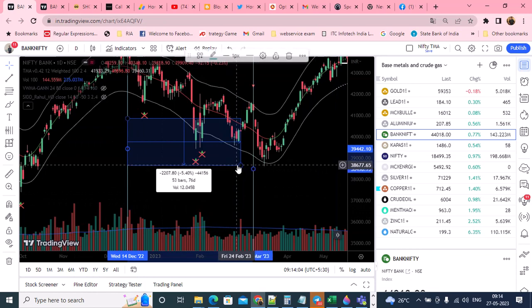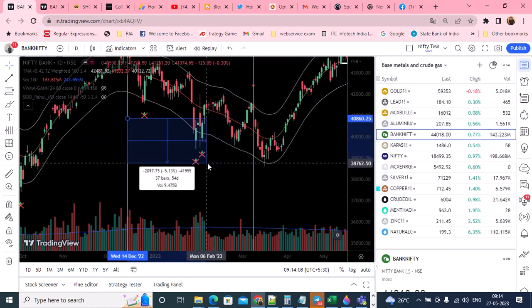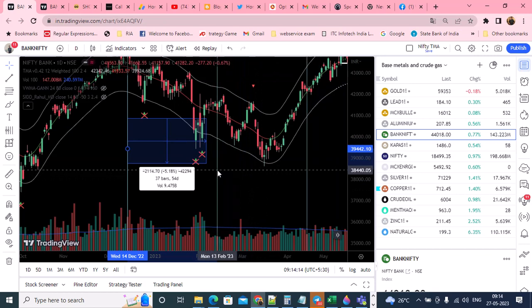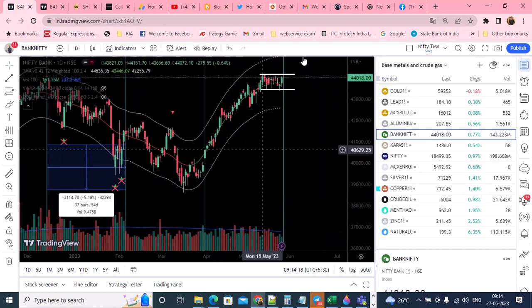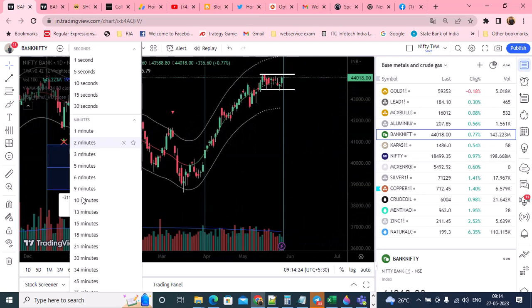So we were taking here the 53 days, 53, 54, 53, 54 days we have taken. So this is the things that we have, and we are approaching here our cycle. Now we will go to the hourly chart.